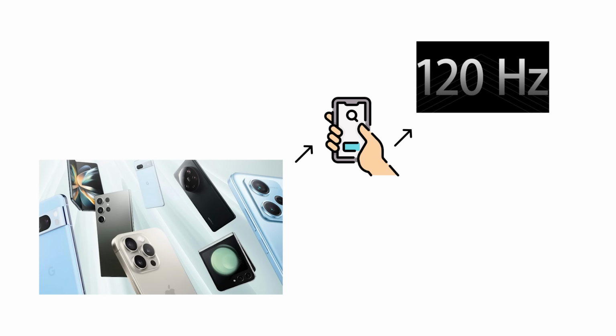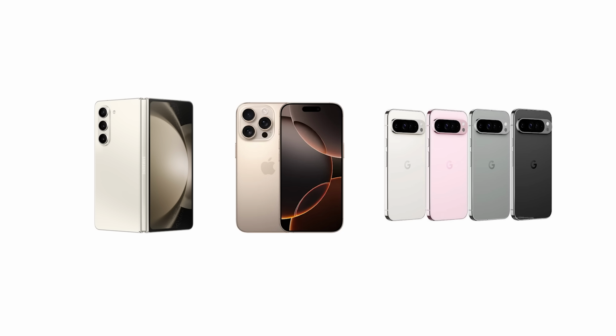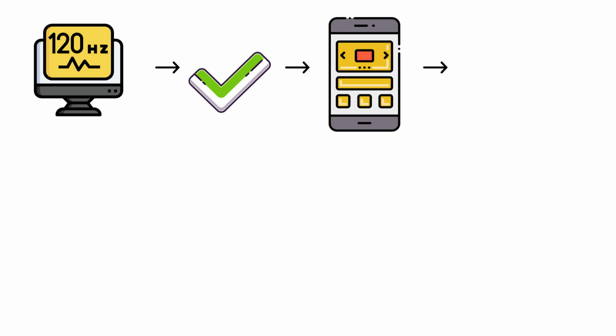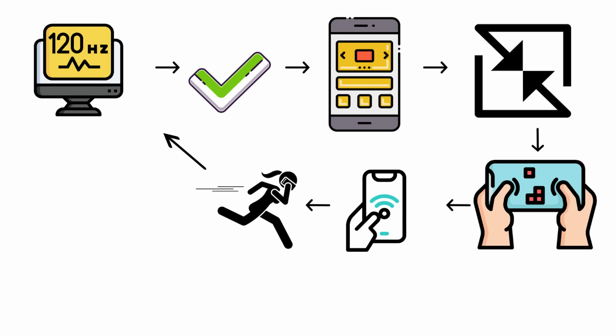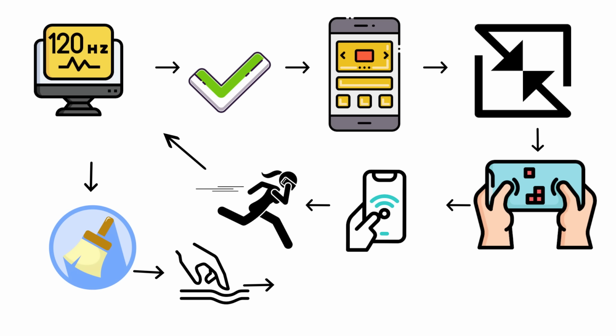Many flagship smartphones now use 120 Hz panels as standard, including Samsung Galaxy, iPhone Pro, and Google Pixel Pro series. The higher rate allows the interface to synchronize with gaming engines or animation systems running at the same frame rate, producing clearer, smoother motion with reduced blur.